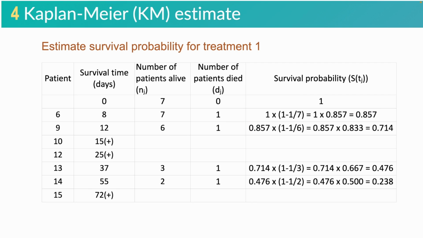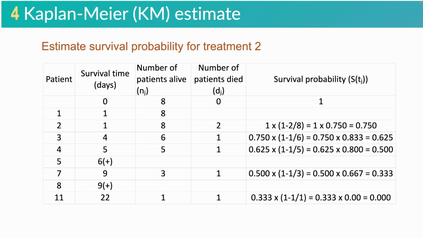Because there is no death record for censored data, the survival probabilities on day 15 and day 25 are similar to that on day 12, and we leave them blank. You can easily calculate the survival probability of day 37 and 55 as you did on day 8 and day 12. We leave it blank for day 72 because it is censored data. As you can see, the survival probability reduces as the time increases.